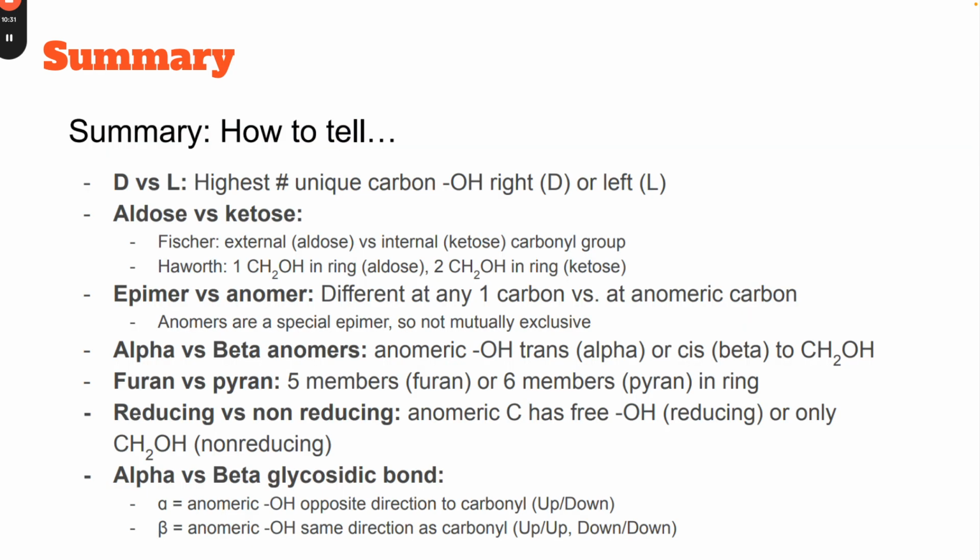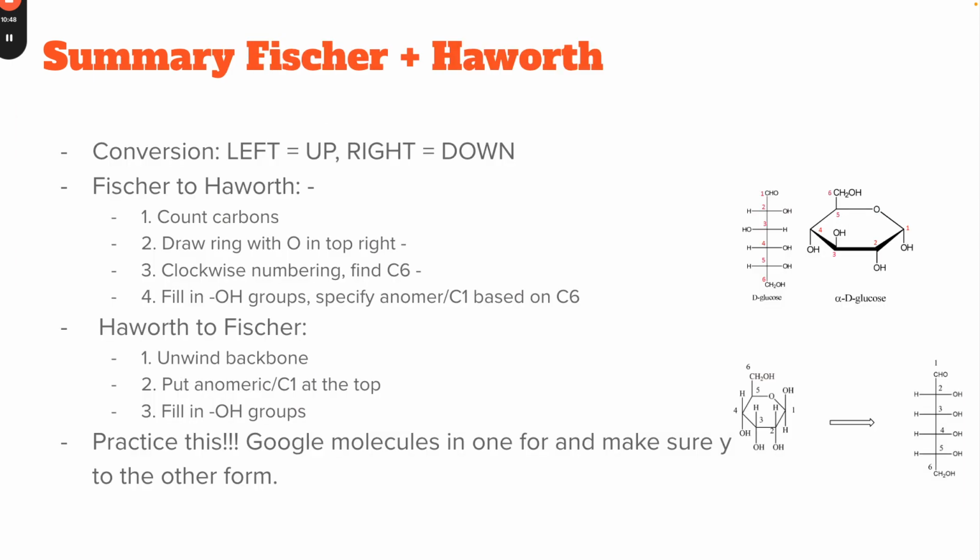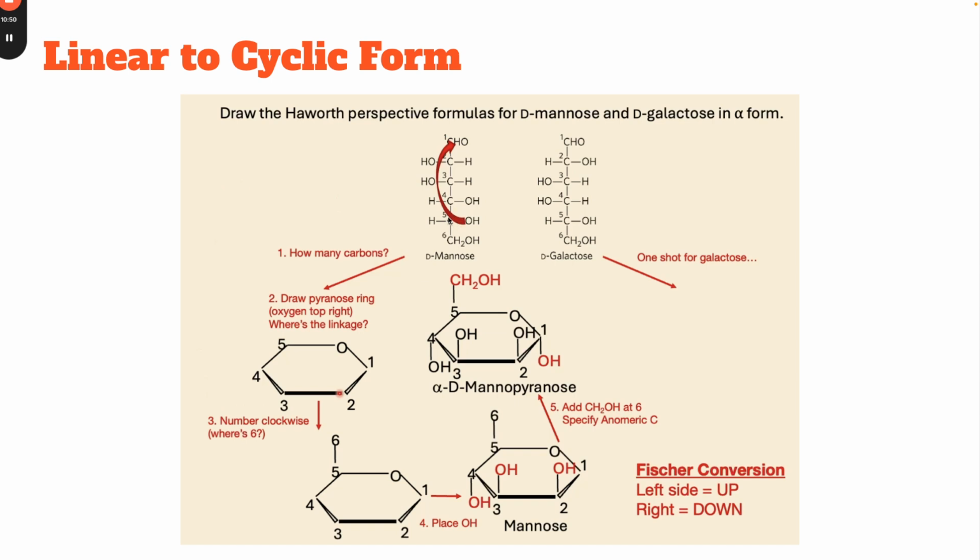All right, so just a summary of monosaccharides. How to tell D versus L: the highest number unique carbon, OH right is D, left is L. So yeah, the highest number carbon, not the CH2OH. So if we go back here, this is the highest number carbon that's not CH2OH, and this is a chiral center. Wherever that OH is, if it's to the right, it's D. If it's to the left, it's L.